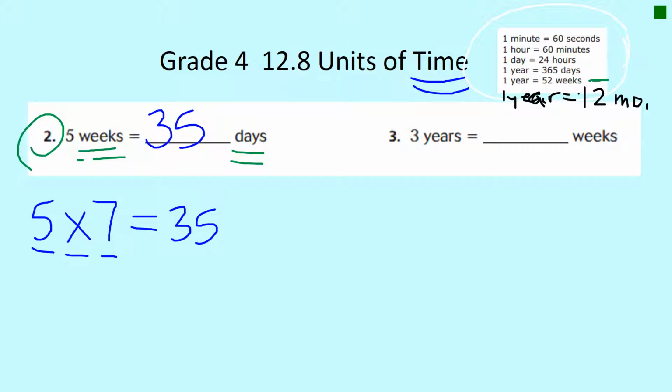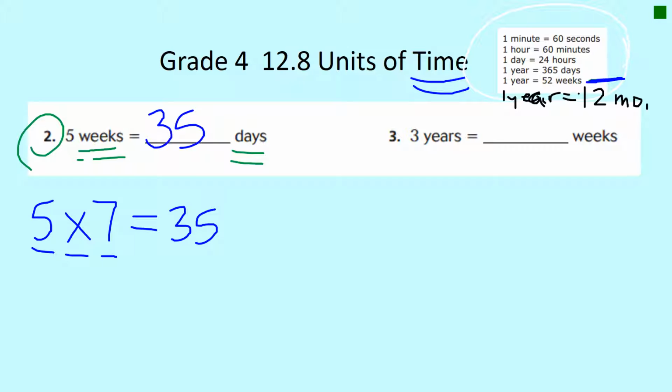All right, let's look at number 3. 3 years equals blank weeks. Let's look at the chart. Years to weeks. There, I see it. Do you guys see it? It's one we just looked at a minute ago, but now it's going to actually help us. 1 year equals 52 weeks.